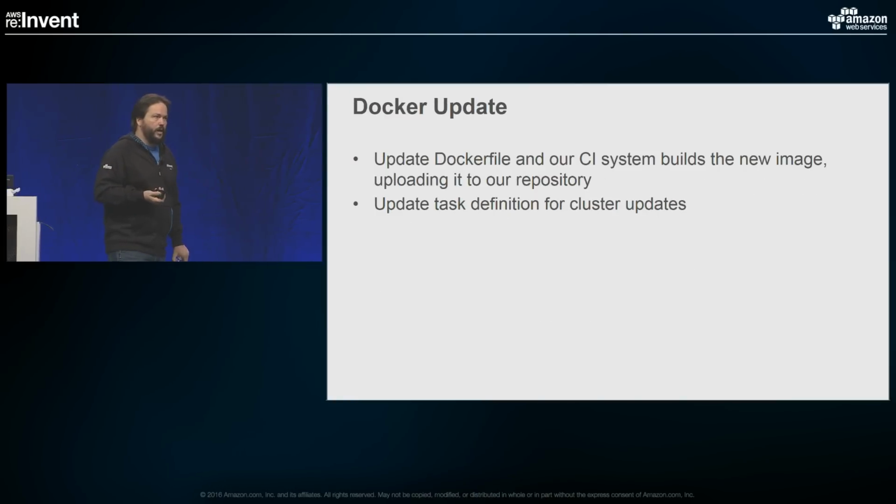When we want to update Docker, it's very simple. We update our Docker files. The Docker files go through the CI system that's actually using the Docker images to run, and it will create new images, and then we can simply push those out by updating the task definition. So the CI system builds its own replacement.